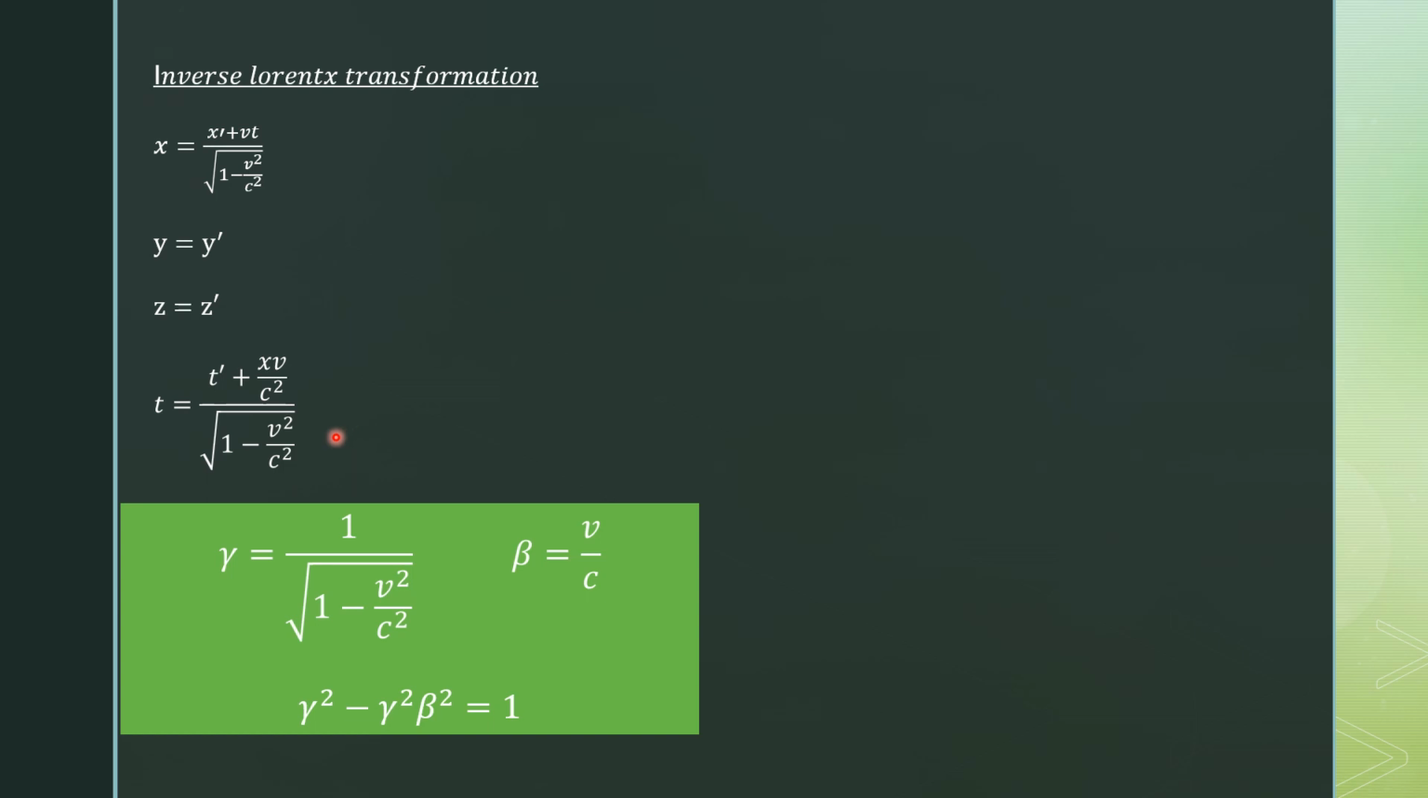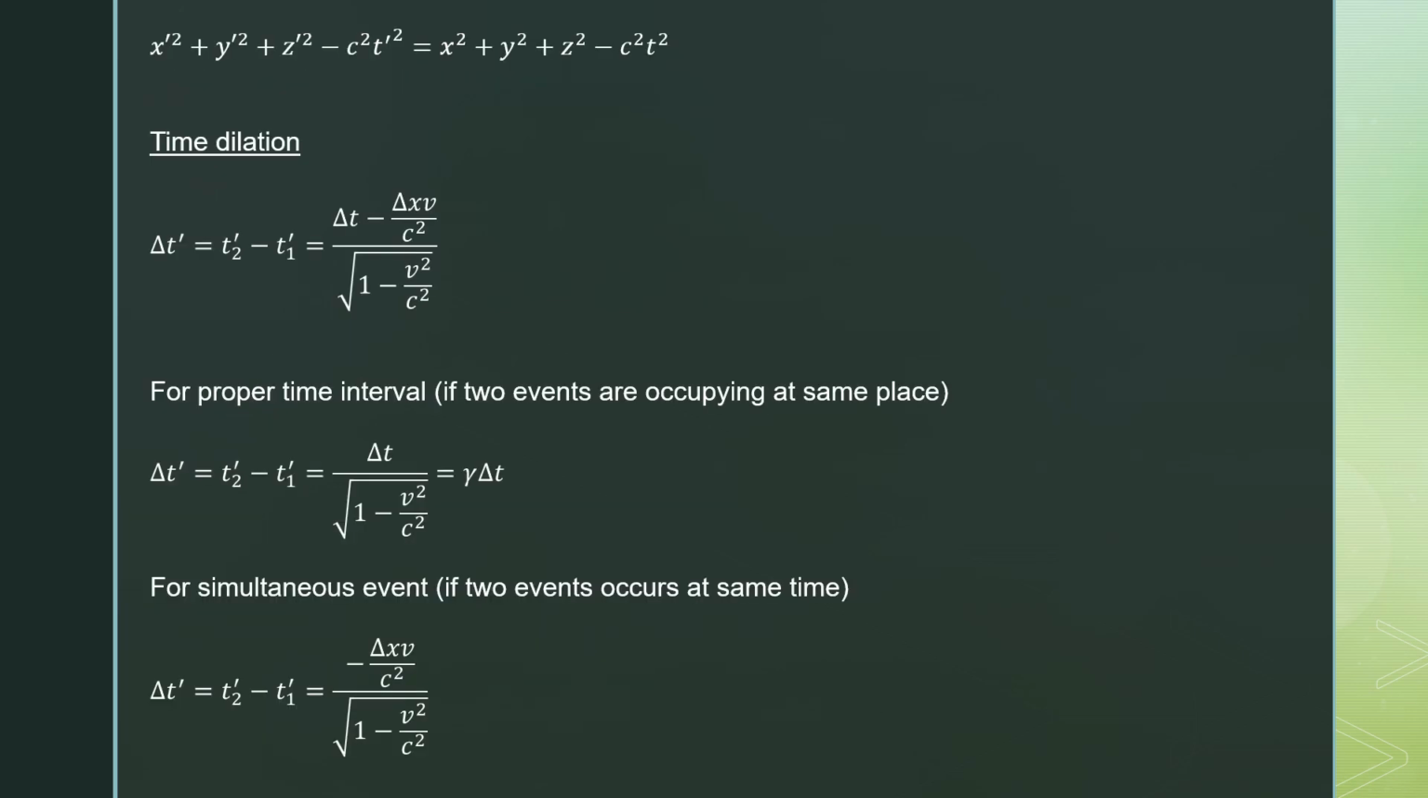And we can consider that gamma is equal to 1 by root over of 1 minus v square by c square, and here beta is equal to v by c. So again, a basic formula is gamma square minus gamma square beta square will be 1. Then x' square plus y' square plus z' square minus c square t' square is equal to x square plus y square plus z square minus c square t square.